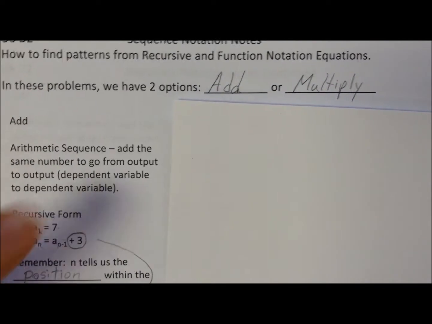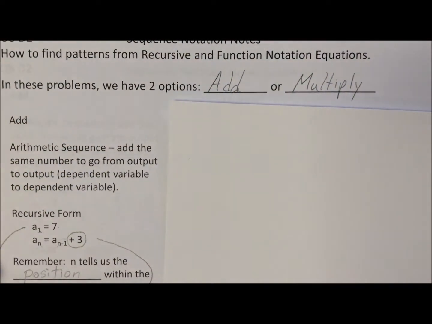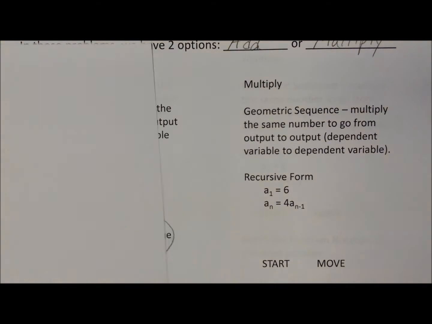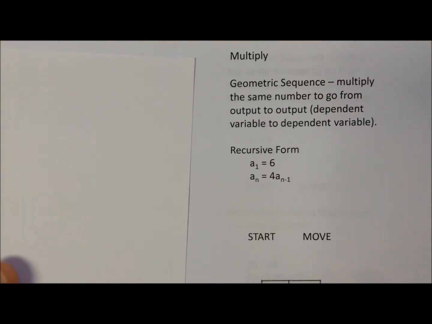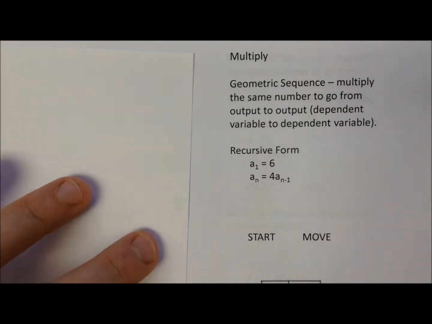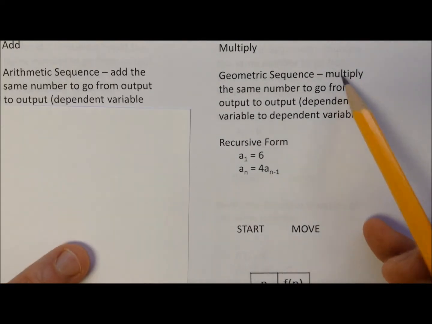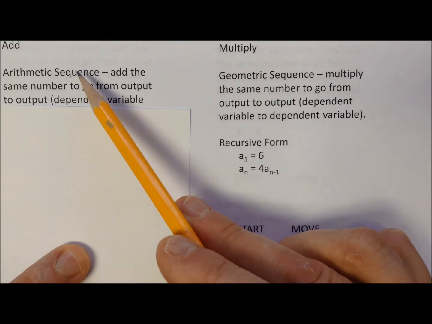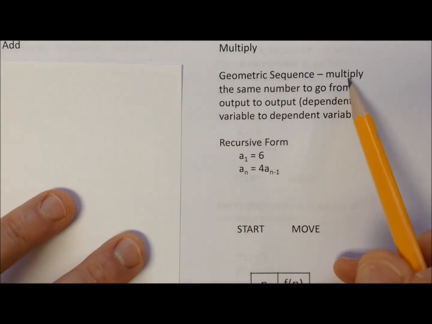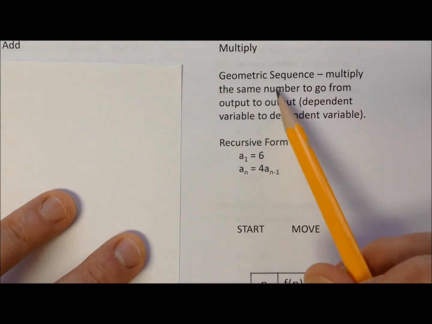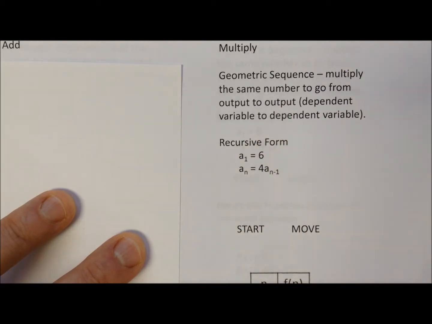All right, so that's the arithmetic sequence. Remember, our only 2 options today are either adding or multiplying. So now let's look at multiplying. Multiplying is called a geometric sequence. So instead of adding to go from an output to an output like we did in an arithmetic sequence, we're going to multiply by the same number to go from output to output.